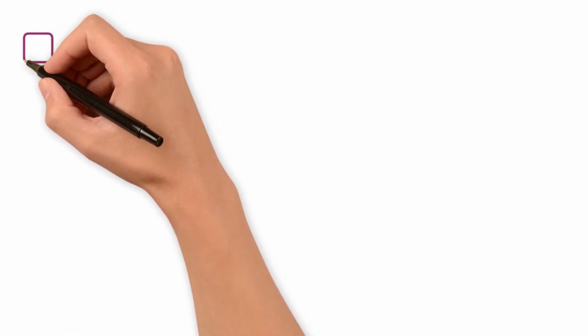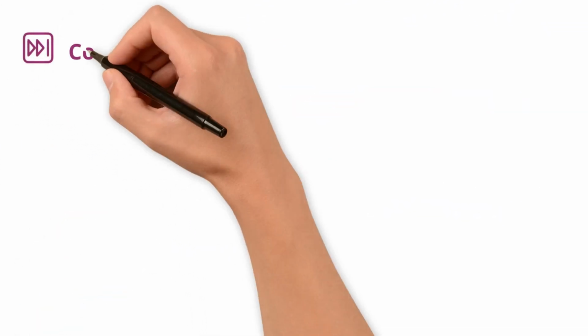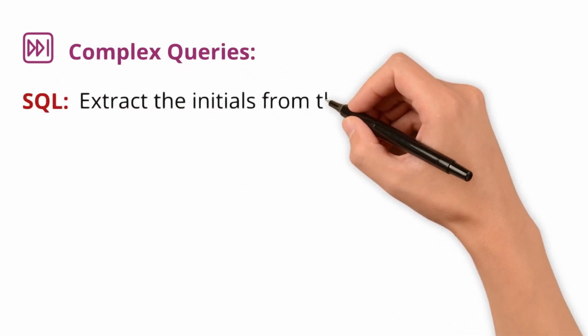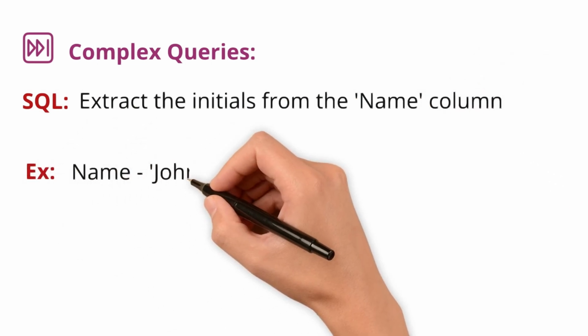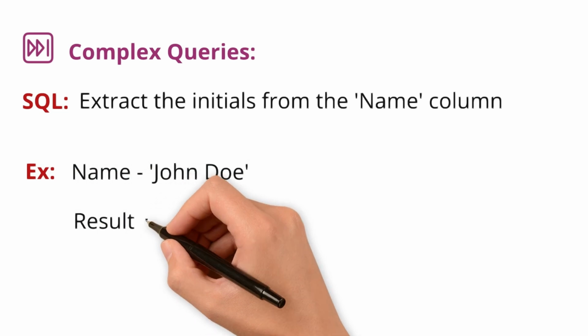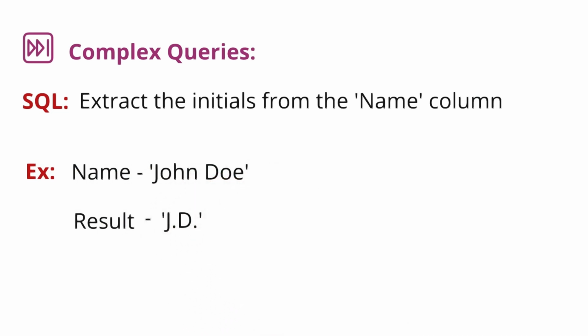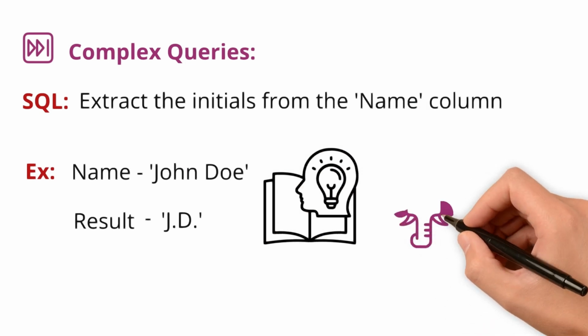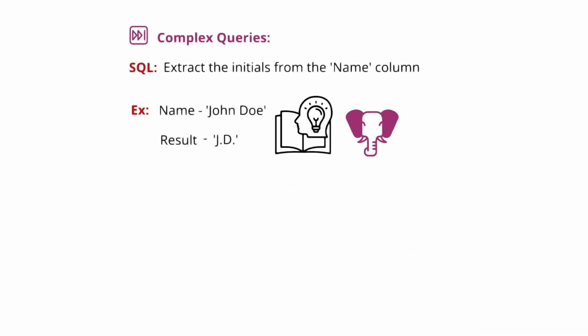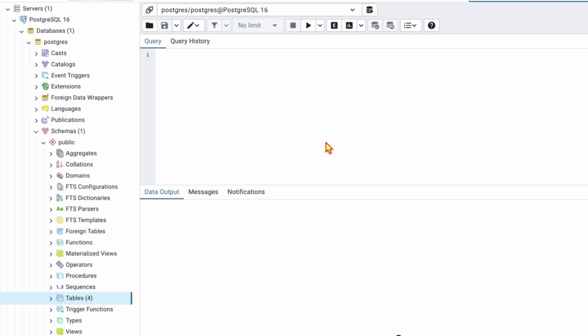Moving to the next and last segment, complex queries. Under that, write a query to extract the initials from the name column. For example, if the name is John Doe, the result should be J.D. Interesting, right? Let's see how. Question on the editor screen.